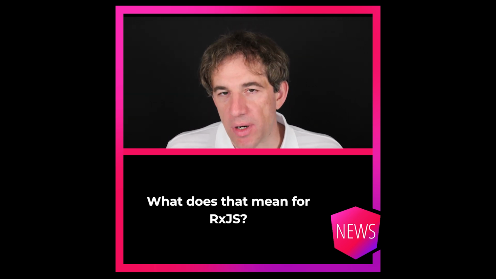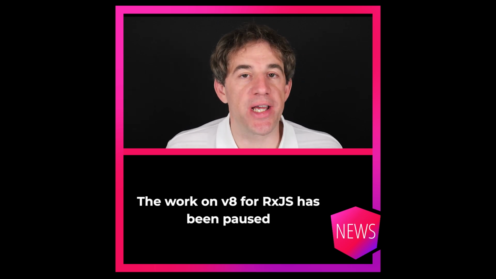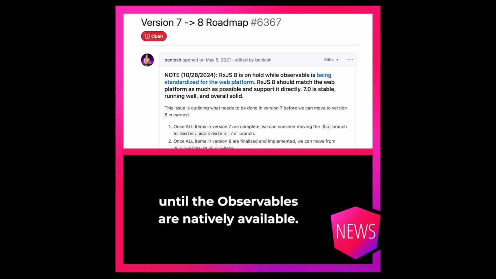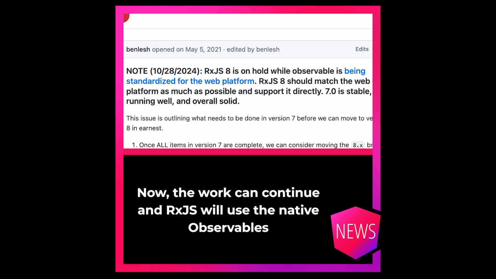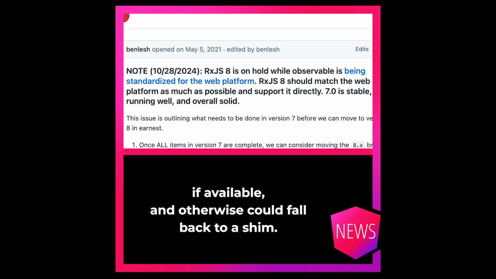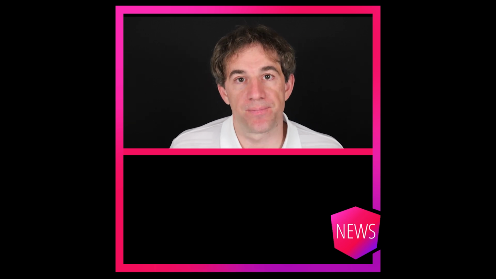What does that mean for RxJS? The work on version 8 for RxJS has been paused until the observables are natively available. Now the work can continue, and RxJS will use the native observables if available, and otherwise could fall back to a shim. We will see.